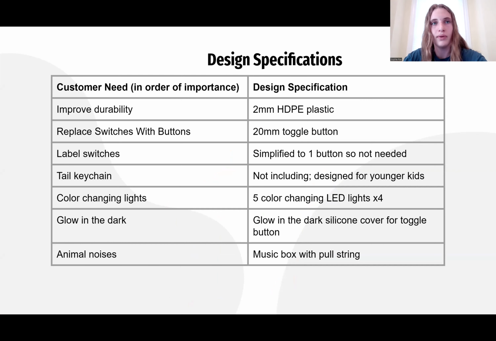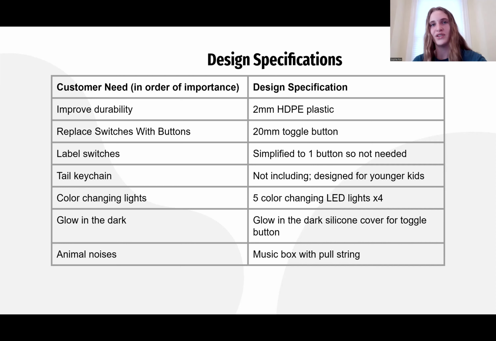Then, I came up with design specifications to address our customer needs. We plan to improve the durability by using 2mm HDPE plastic, which is a very strong and impact-resistant plastic. Then we also plan to replace the switches with a 20mm toggle button. To address the need for labeling switches, we simplified the design to only have one button by removing the crank, so it would be very straightforward to use. We decided not to include the tail keychain because we wanted to design for younger kids, and hopefully 7 to 12-year-olds don't have cars yet.